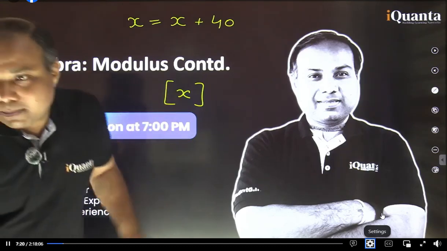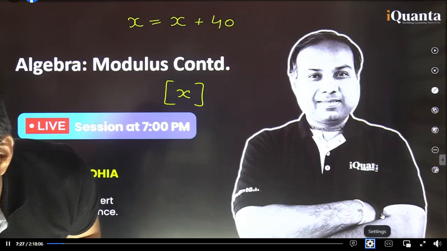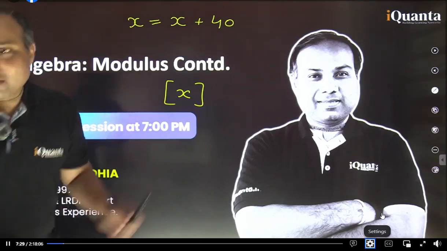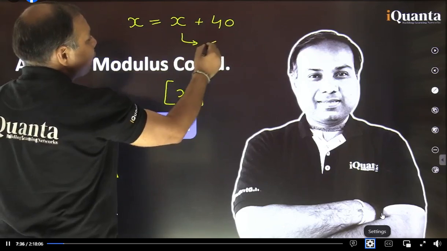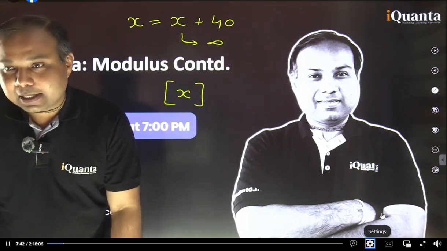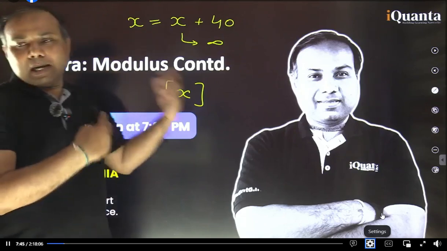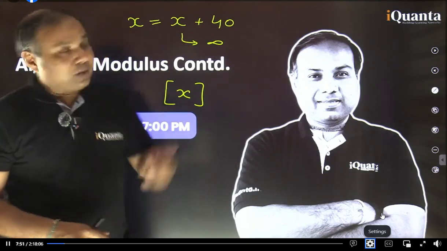Yes, answer for this one. CBD? No, it can't be determined. It is not CBD. x equals x plus 40 is satisfied when x tends to infinity. So infinity is the answer for this. Yes, infinitely large number. If x is infinitely large, then by adding 40, it is going to remain infinitely large. So infinity is the answer for this equation.